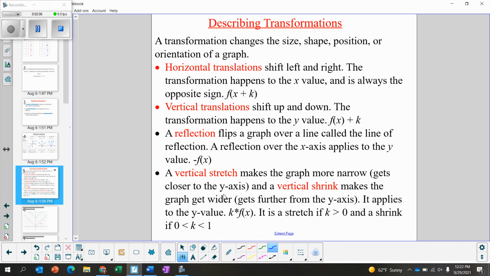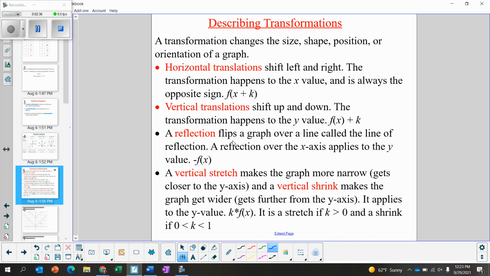So ways we can describe transformations, right? Anytime we change size, shape, position, or orientation, it is a transformation. Horizontal translations shift left and right. So it's always going to happen to the x value, and it's always the opposite sign. So if it's x plus k, that means it's really moving k units to the left. And if it's x minus k, it really means it's moving k units to the right. A vertical translation goes up and down, and it's going to happen to the y value. So it's going to happen after it.